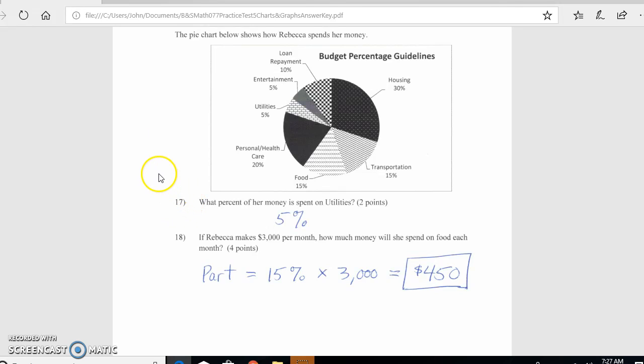Question 17. What percent of her income is spent on utilities? So we find the utilities right here, and we're given 5%, and that's our answer.